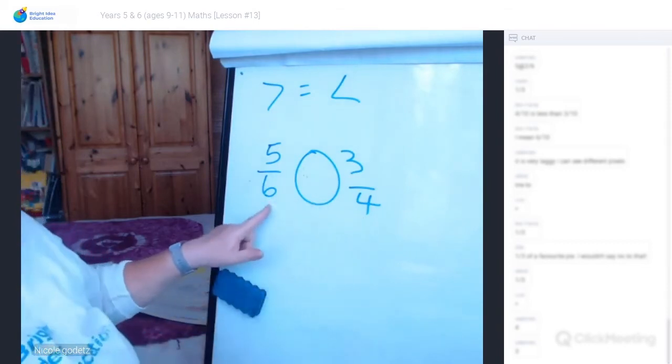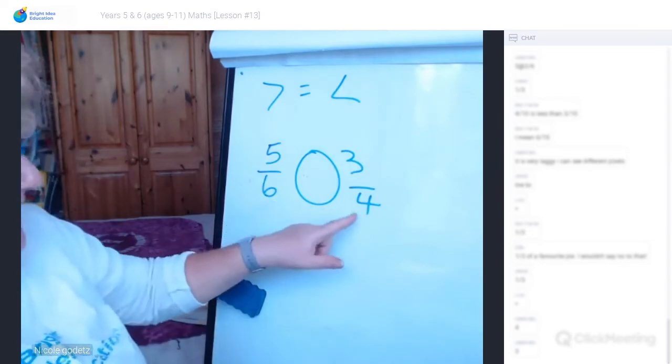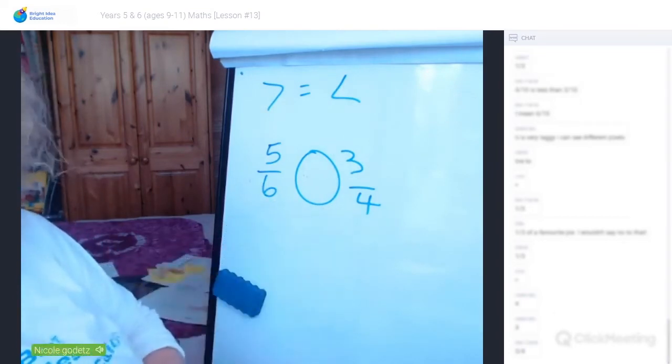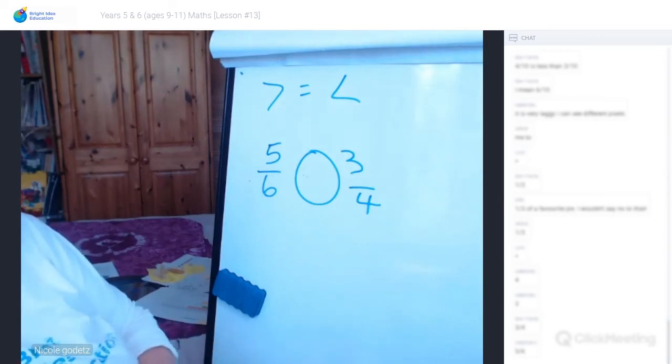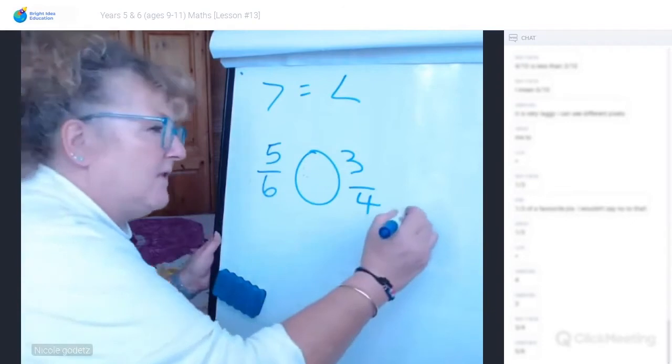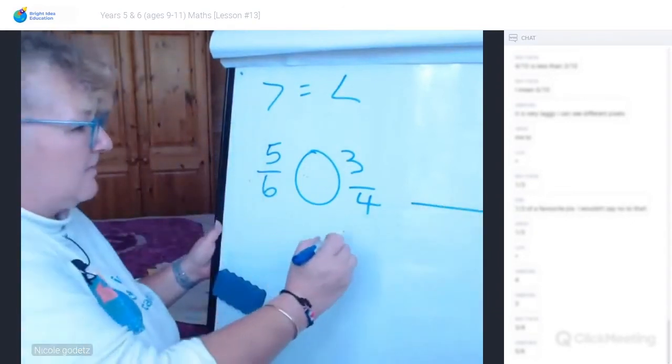Now I can't make the 4 into 6. So here I have to find that common denominator. So I'm looking for the lowest common multiple. So let's have a look at their multiples.